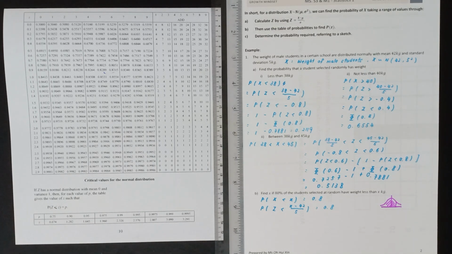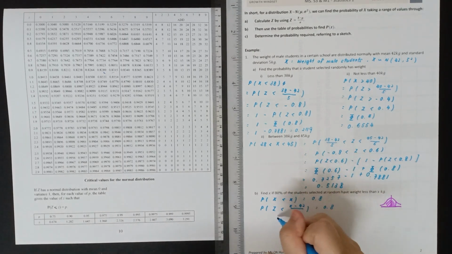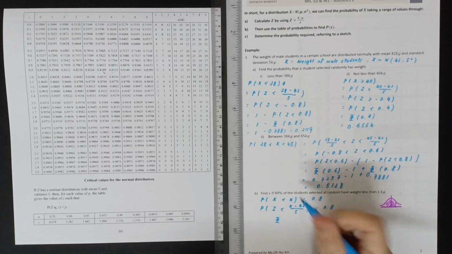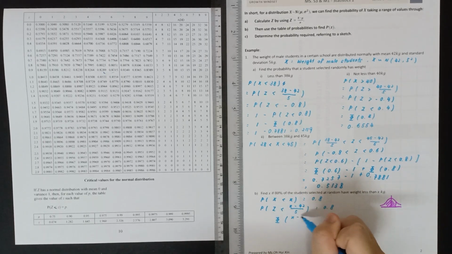You do the same thing. Normally, how do you find your x? This is how you find your z, the same way you find your x. So this one is a positive number, which means I can straight away change it into 5 already. So x minus 42 divided by 5.